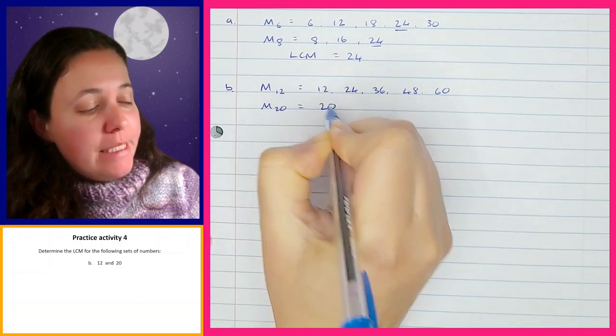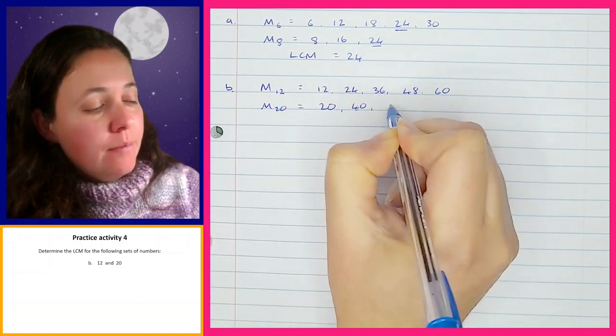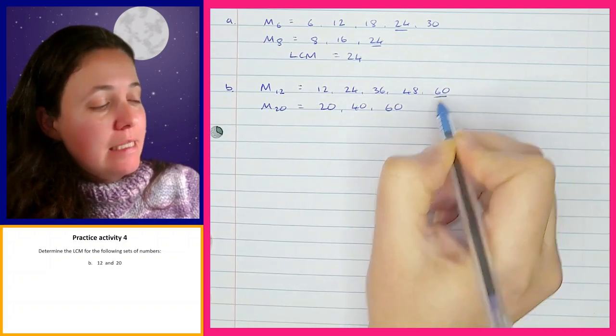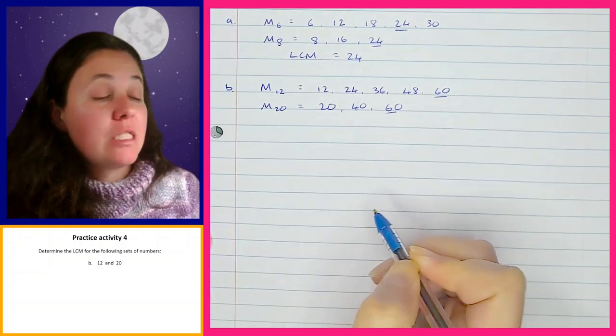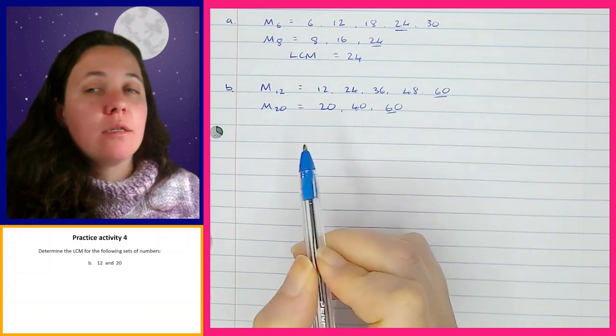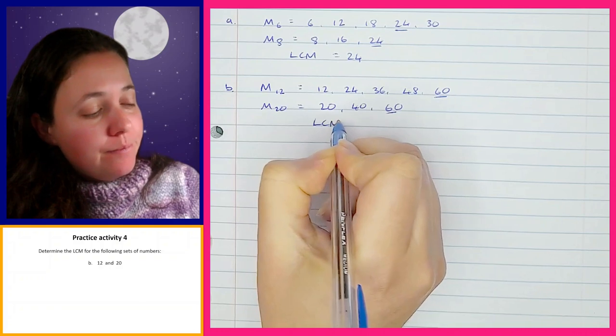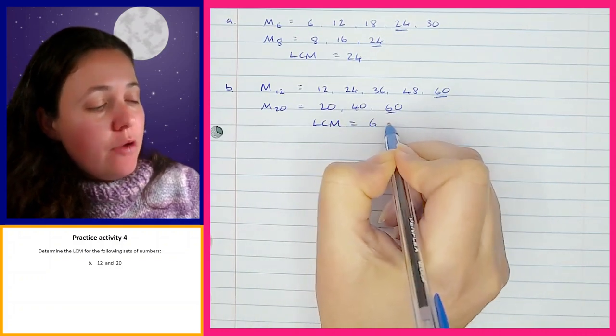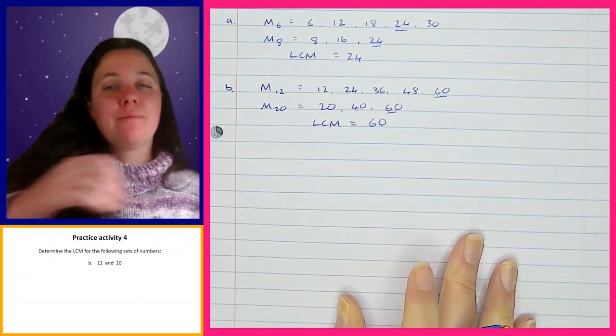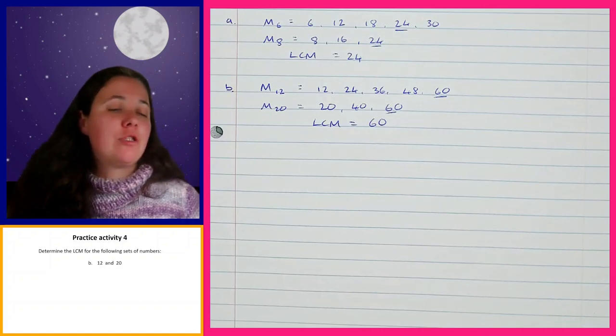And I start with 20. And then I have 40, and then I have 60, and yes, I can see that 60 appears in both. It is common, and it is the lowest multiple that is common between the two. So now I know that my LCM, my lowest common multiple for 12 and 20 is 60. Okay, so that is how you find the lowest common multiple.